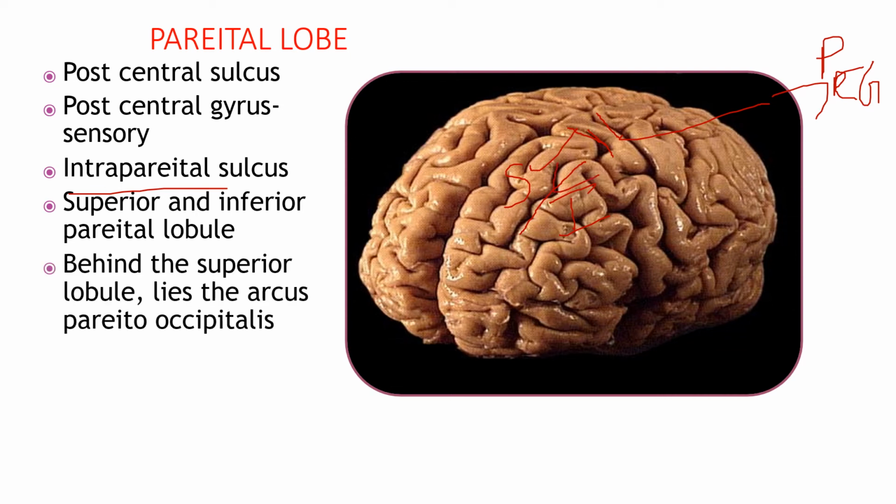Behind the superior lobule lies the arcus parieto-occipitalis, which surrounds the parieto-occipital sulcus. That will be called the arcus parieto-occipitalis. So this part is the arcus parieto-occipitalis. That is the intraparietal sulcus.